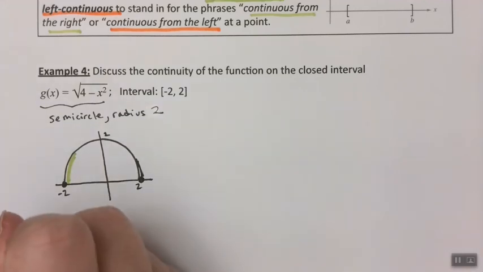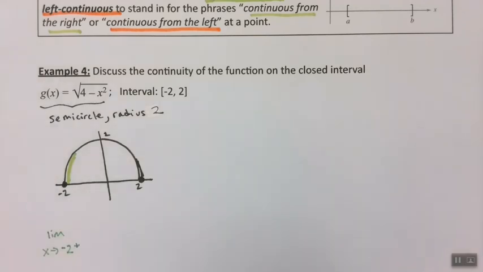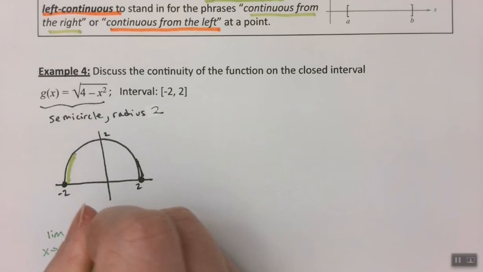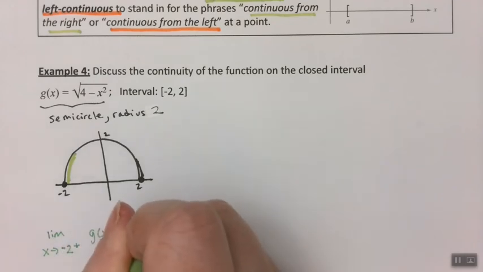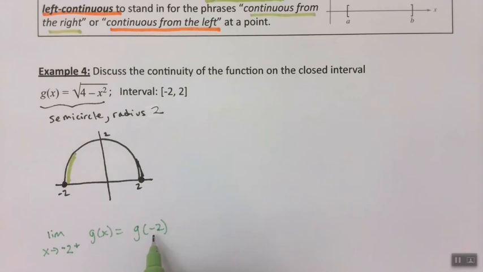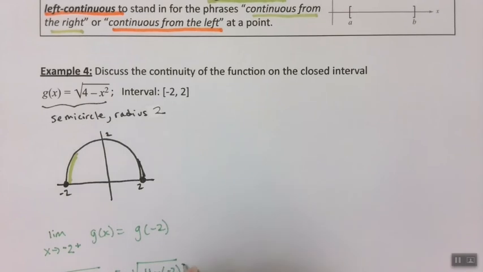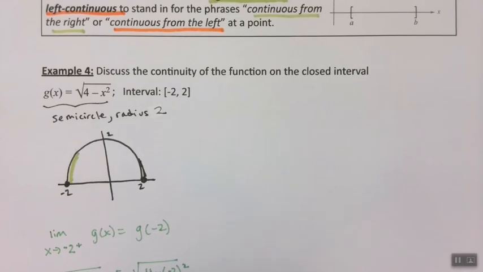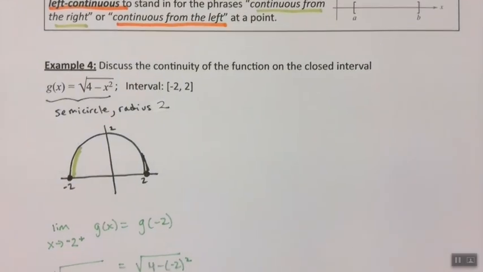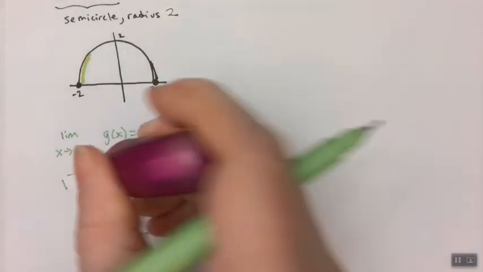Is the limit as x approaches -2 from the positive side, from the right, for this function, equal to g of -2? Well, the limit as I'm approaching from the right is equal to the square root of 4 minus -2 squared, which is the square root of 4 minus 4, which is the square root of 0, which is 0. So that's the right-hand side of that equation.